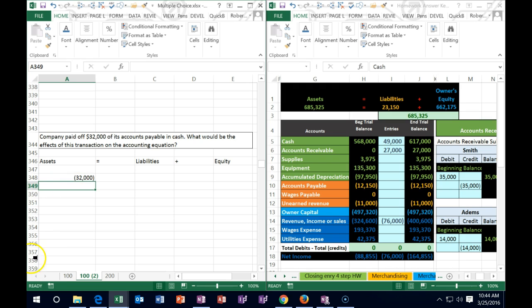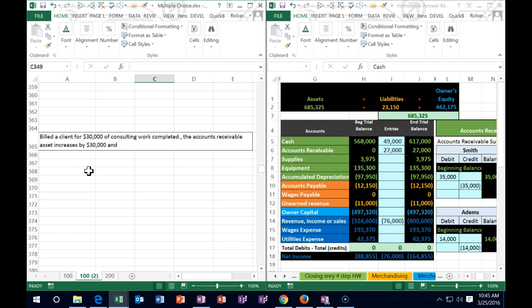What would be the effect on the other side? That is accounts payable, which we paid off. If we look over here, accounts payable is a liability, and if we paid it off, it's going down. We can also see that it has to be going down because if a liability is affected and assets went down, then liabilities has to go down in order for assets to equal liabilities plus the owner's equity. So this must have gone down by $32,000 and therefore nothing happened to equity. So assets decreased and liabilities decreased.